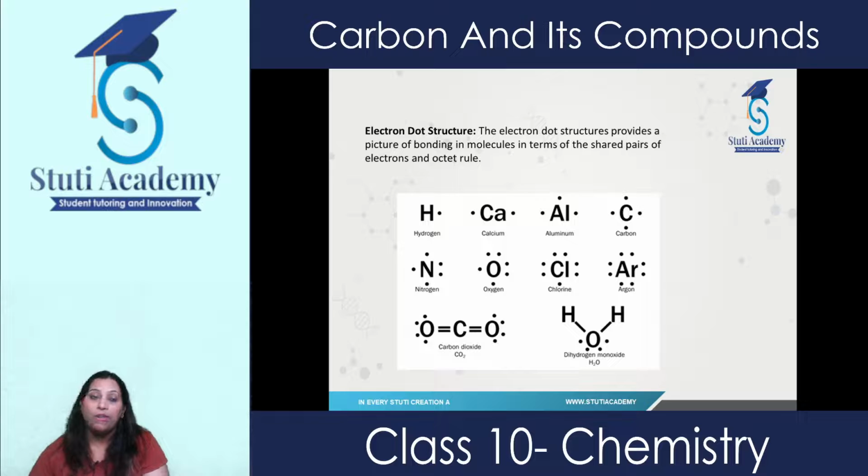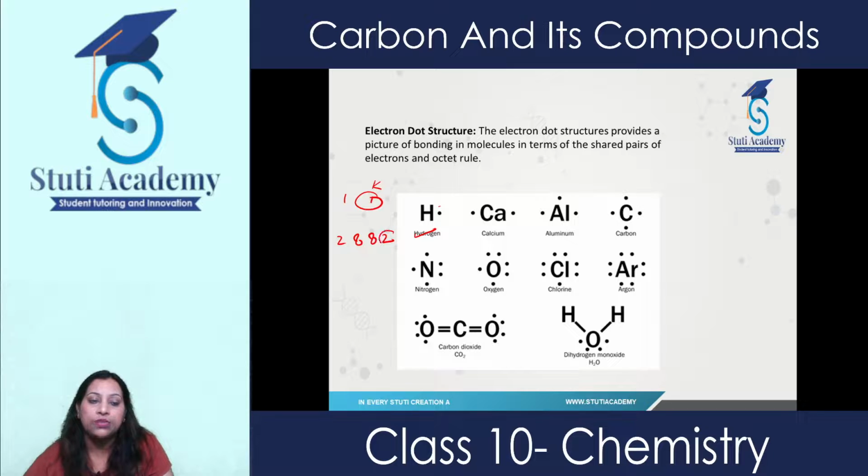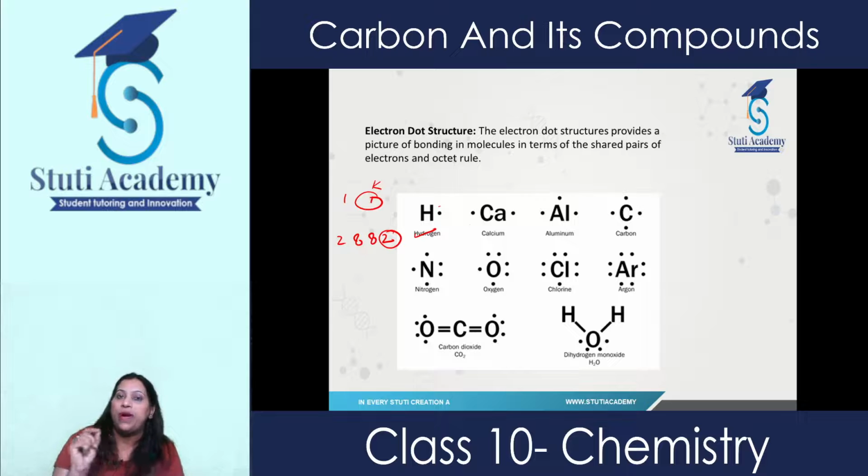Before that, you should know about the electron dot structure, which is given by Lewis. Electron dot structure means the outermost valence electrons are represented by dots. If we look at the example of hydrogen, its atomic number is 1 and its electronic configuration is 1. So it has one electron in its outermost shell, which is represented by a single dot. And if we look at the example of calcium, 2, 8, 8, 2, this is the electronic configuration of calcium and it has 2 electrons in its outermost shell. So as you can see, 2 electrons are represented by 2 dots.